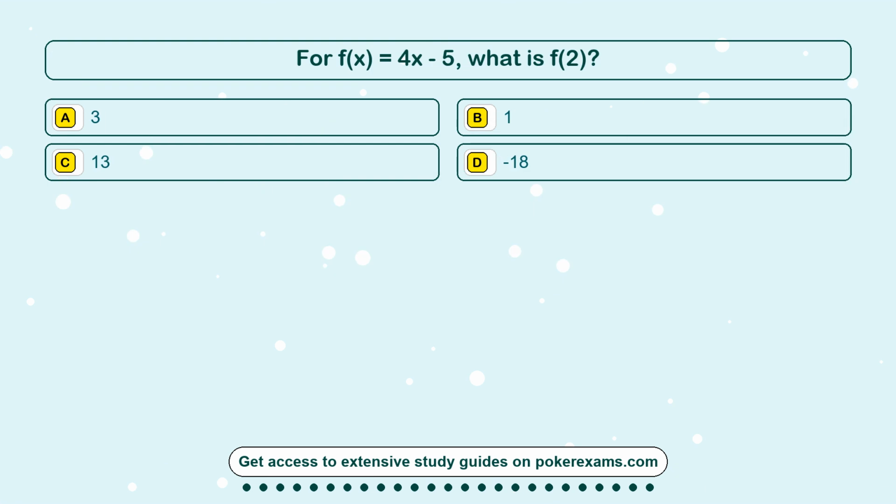Question 15. For f(x) equals 4x minus 5, what is f(2)? Option A, 3. Option B, 1. Option C, 13. Option D, -18.